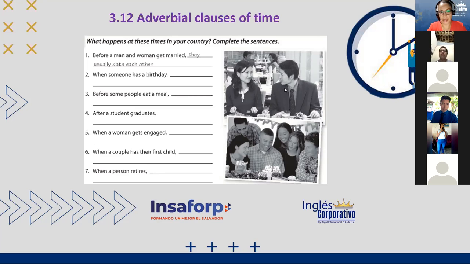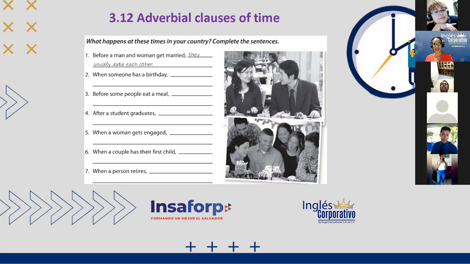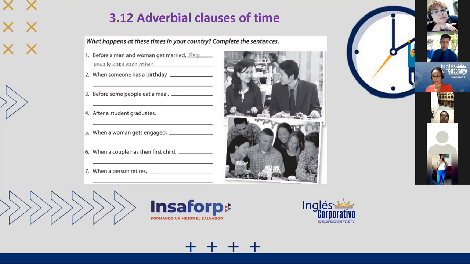Okay, volunteer for number 2. When someone has a birthday, they usually go to a restaurant. Oh, nice. Yes, it's true. And Joanna, what do you have? The number 3, before some people eat a meal, they wash their hands. Okay, good. I think the same. Really? Me too.